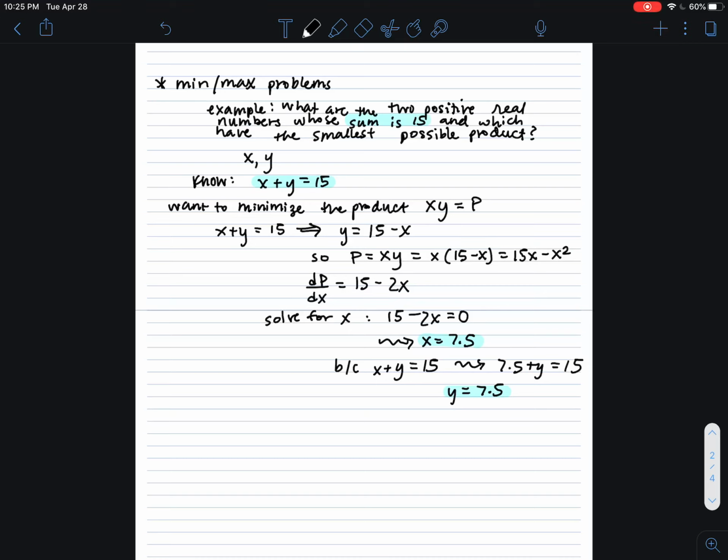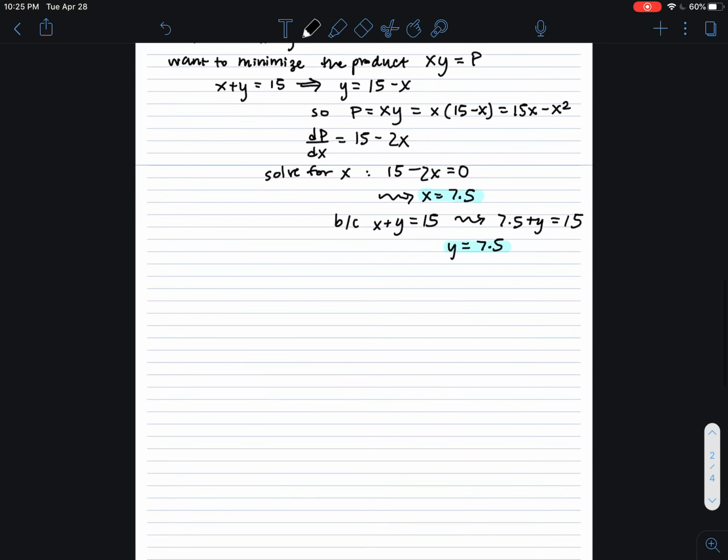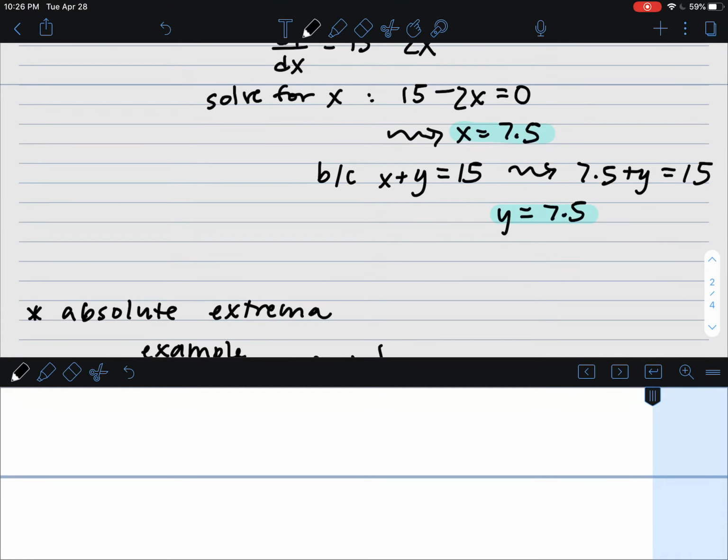Just a couple more things. Let's talk about what absolute maxima look like. Or absolute extrema, sorry, not just absolute maxima. So, as an example, if I have f of x, ooh, weird.